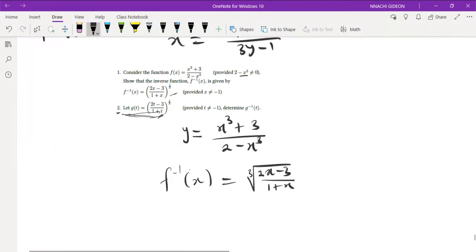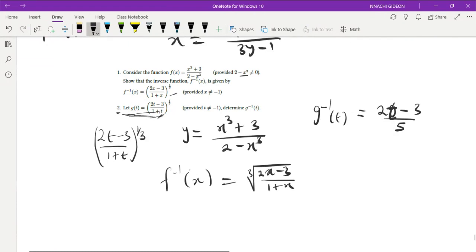Okay, what's your answer for number 2? 2t minus 3 over 5. No. Start with the input side or the output side. Input side, yes. Inverse of g of t is equal to what? 2t minus 3 over 5. Did you mean 2t, not 2g? Okay, say 2t. Don't be too fast. Cross-check very well. Remember the function here is (2t minus 3) over (1 plus t), then all together power 1 over 3. This is the function. So don't walk too fast. Okay, cool down.